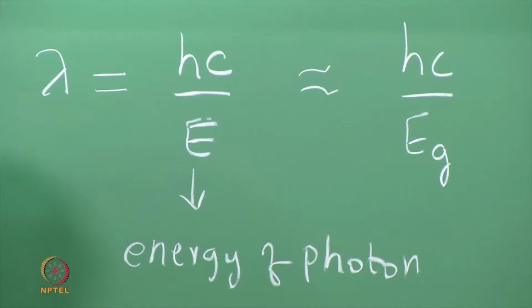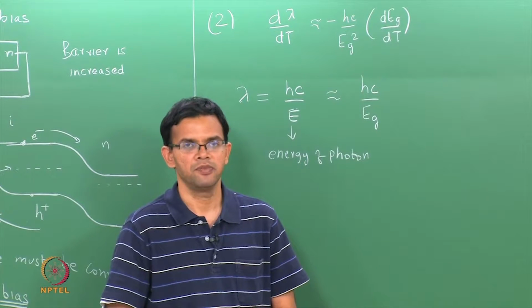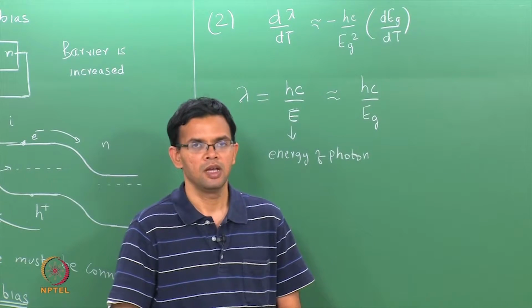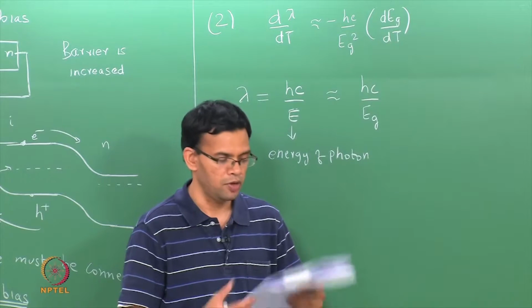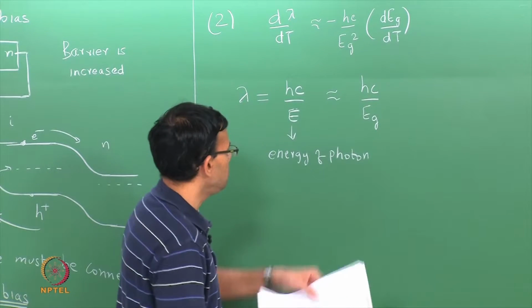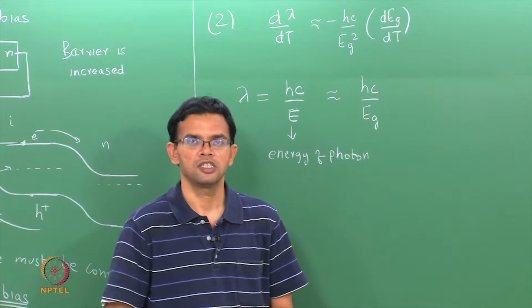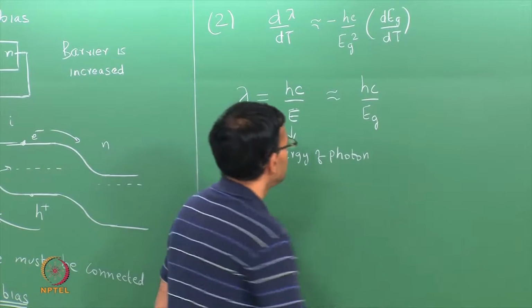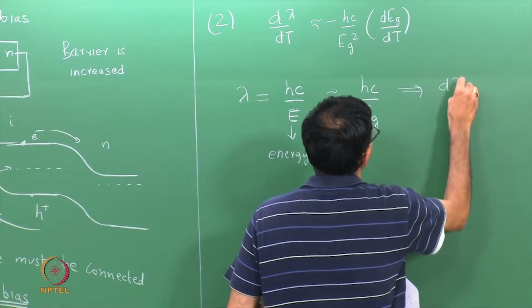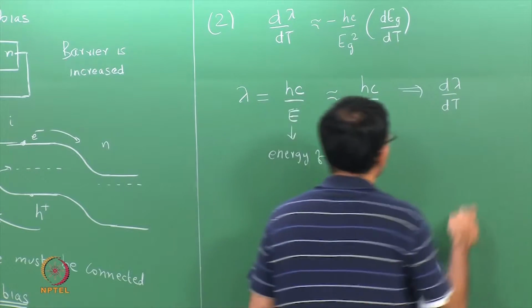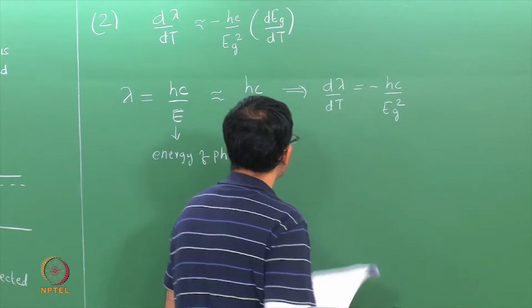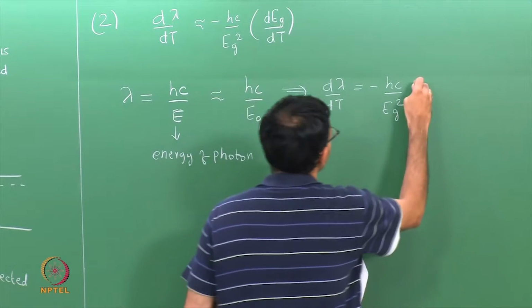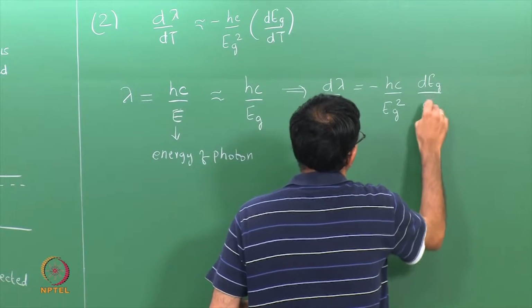Usually the electron or the hole is not located exactly at the band edge, but there is some thermal energy which is typically of the order of kT, but we can ignore the thermal energy and say that lambda is approximately hc over Eg. If you look at this expression, h and c are essentially constants, the only variable is Eg. So, if we differentiate this, we get d lambda over dt is nothing but minus hc over Eg square, since you are differentiating 1 over Eg, times dEg by dt.